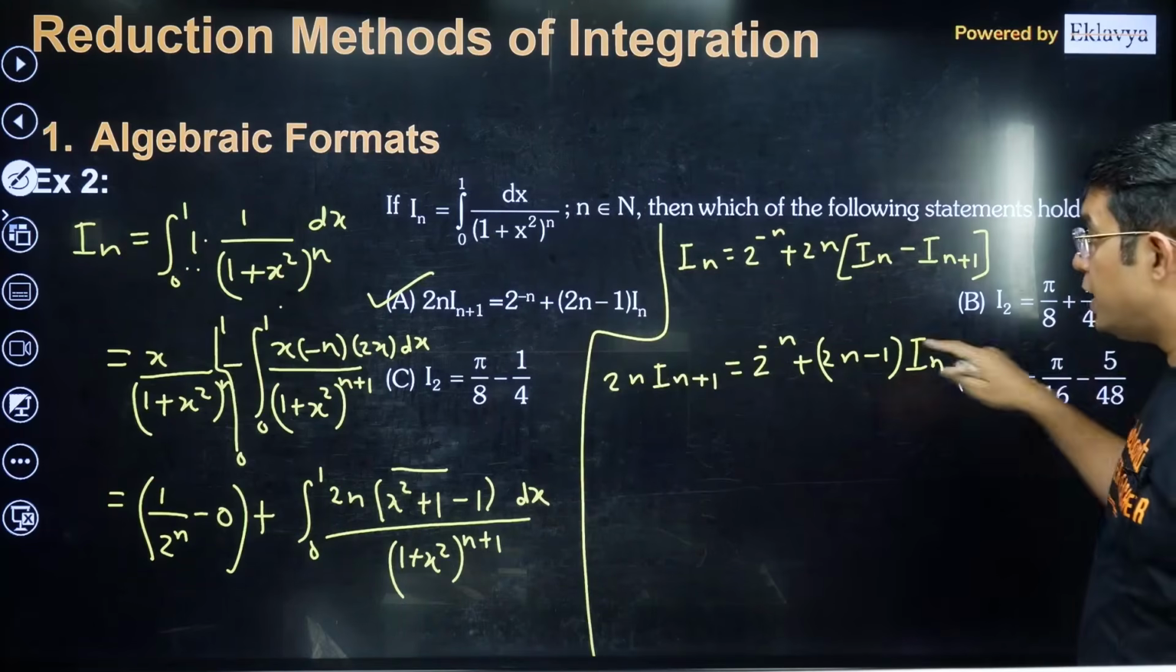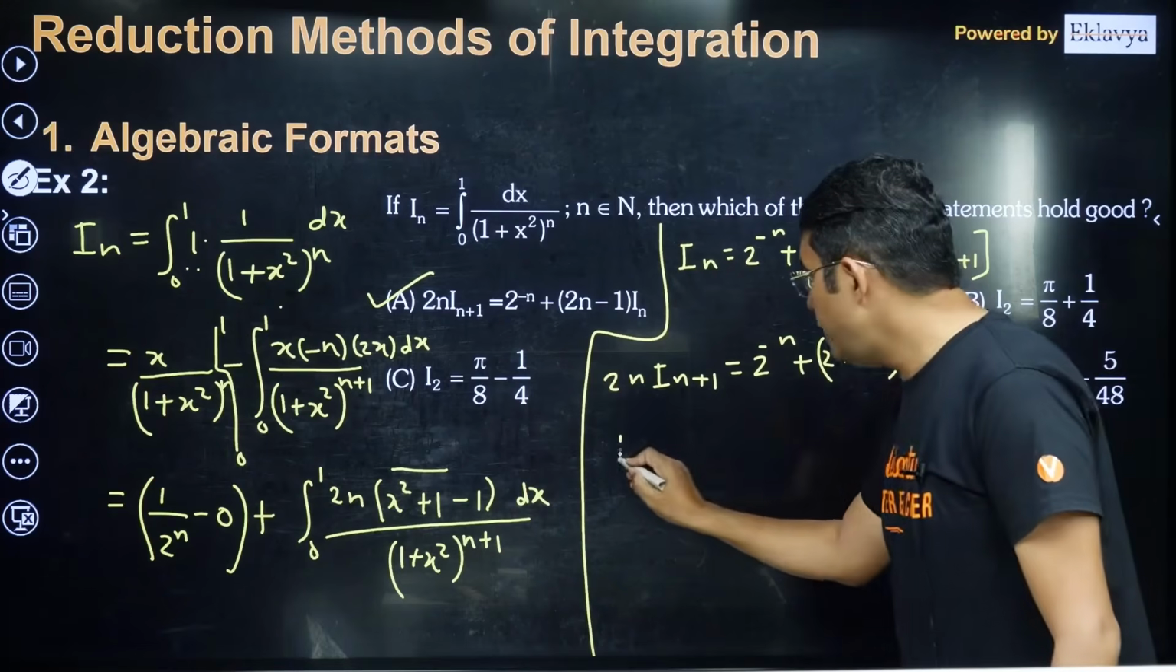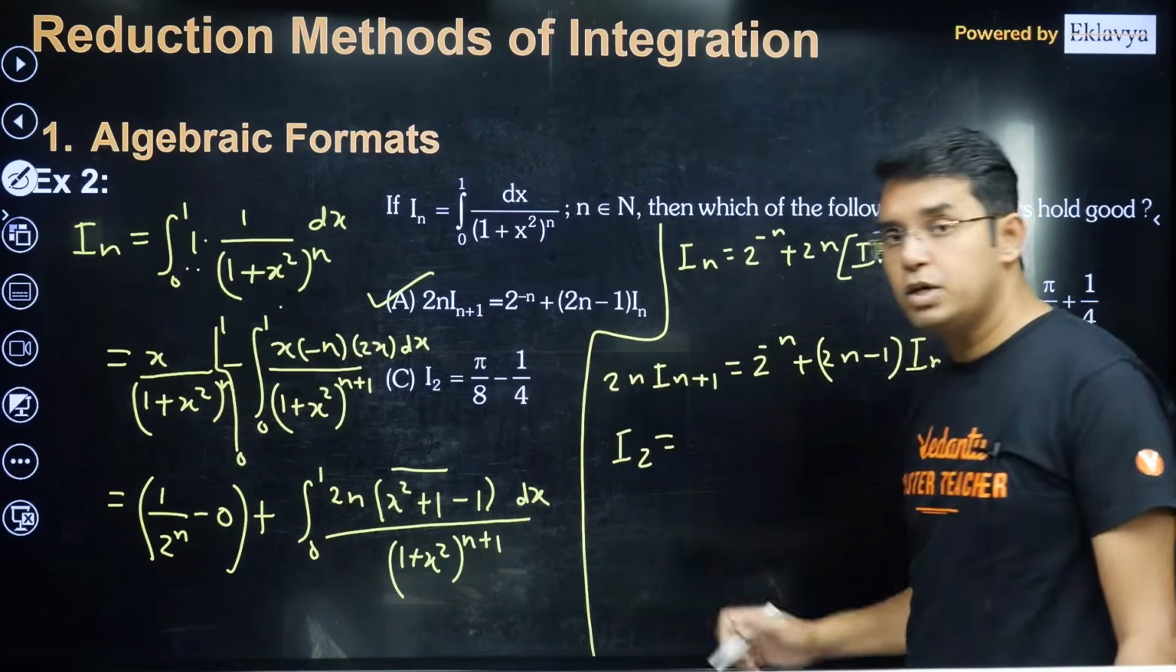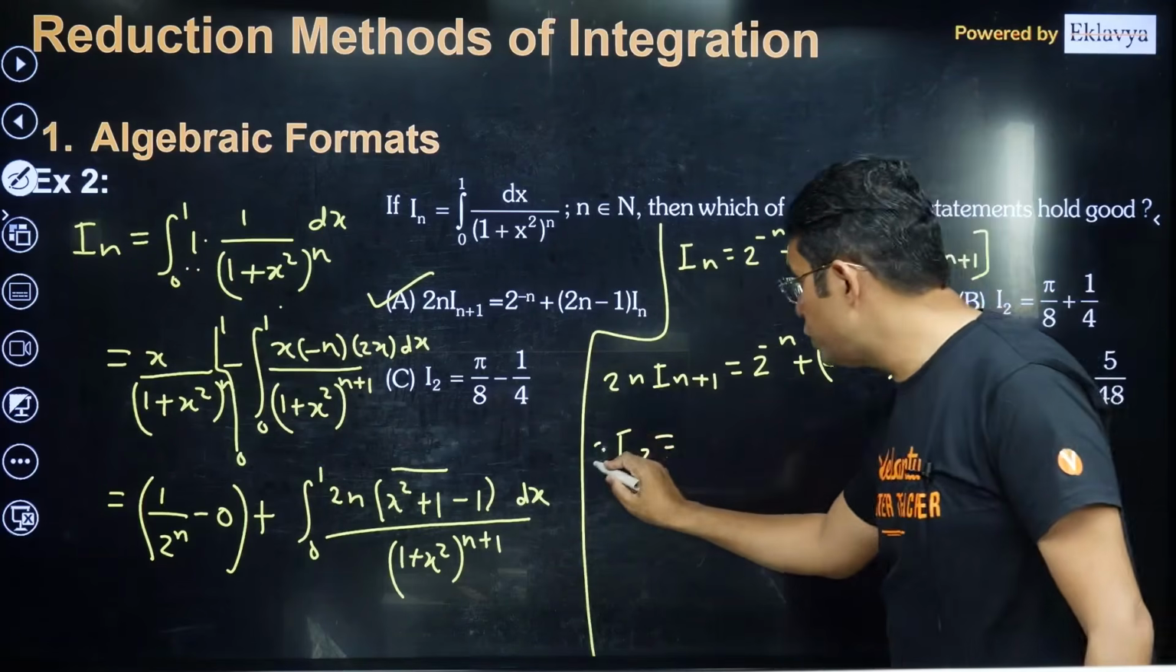Okay, and also they're asking I2 and I3 values. So let's find them. So for I2, I think if I take n equal to 1 here, this will be 2 I2.